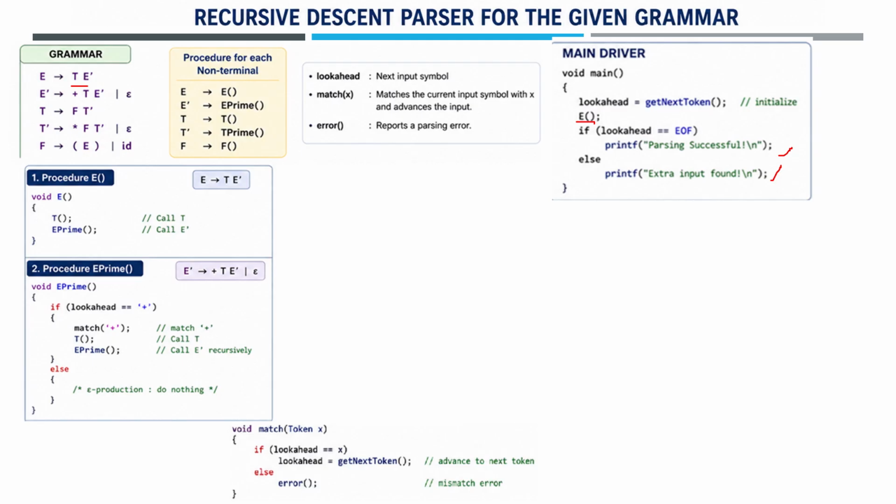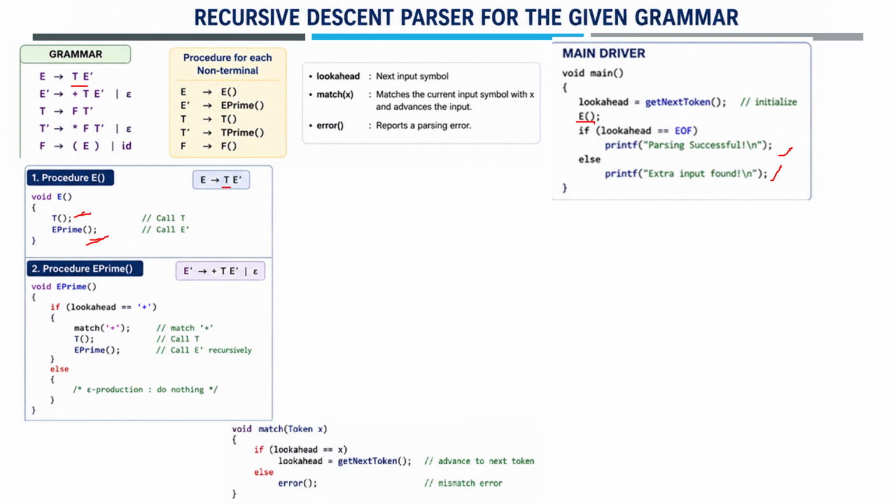My production is E tends to T E dash. What is the first symbol we have here? T, which is a non-terminal. Just write the function, which means the procedure, here. What is the next one? E dash. How do we name the function for E dash? E prime. Write that along. So E tends to T E dash: T is a non-terminal, include the procedure for T, T of; E dash is again a non-terminal, include its procedure name, E prime.